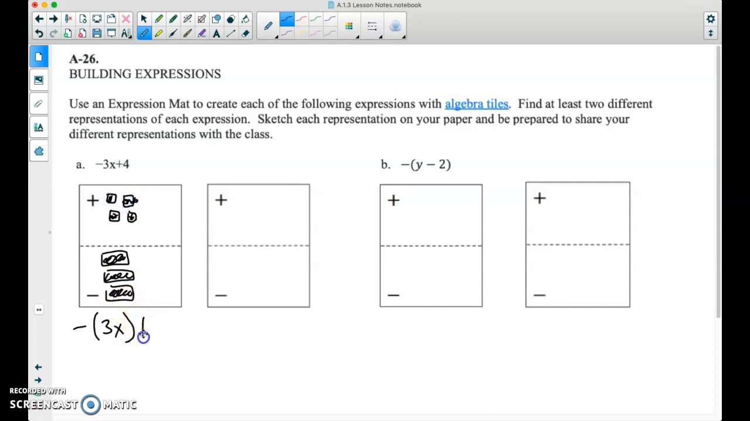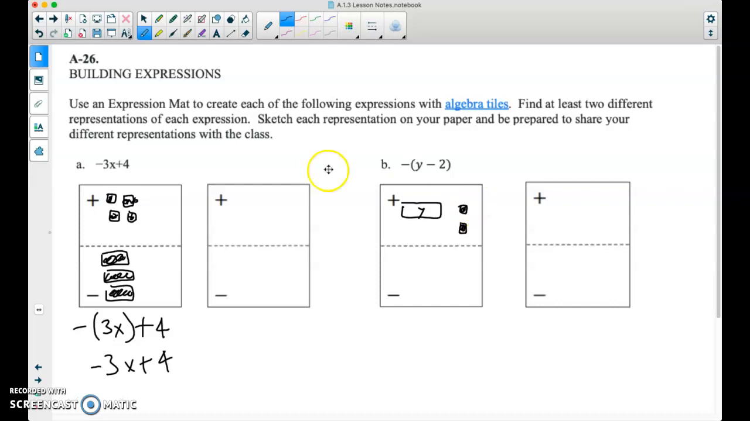then we are adding a positive 4. So this would get us the same thing back of minus 3x plus 4. If we want to do part B, for example, we could do negative y minus 2. So one way that we might be able to write this would be with our y tile being negative. Then we could have a positive 2, something like that as well.